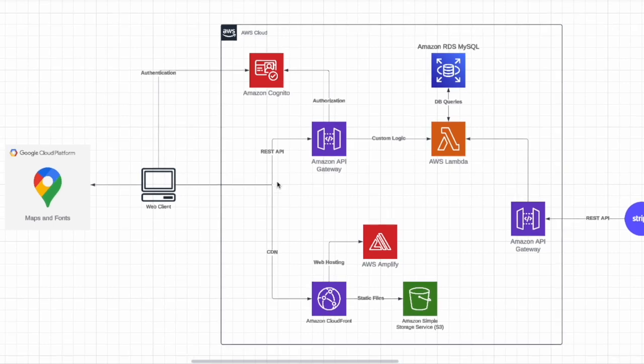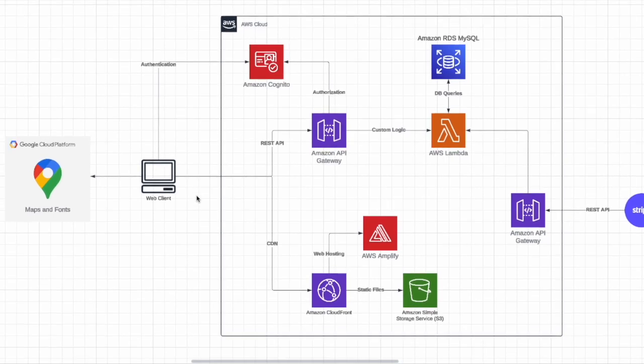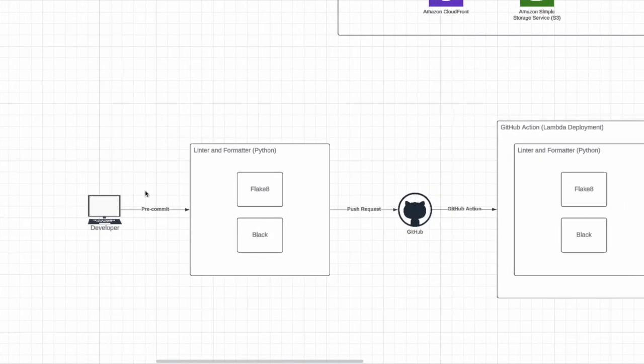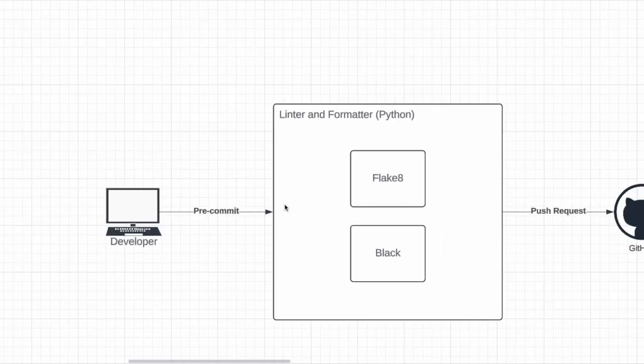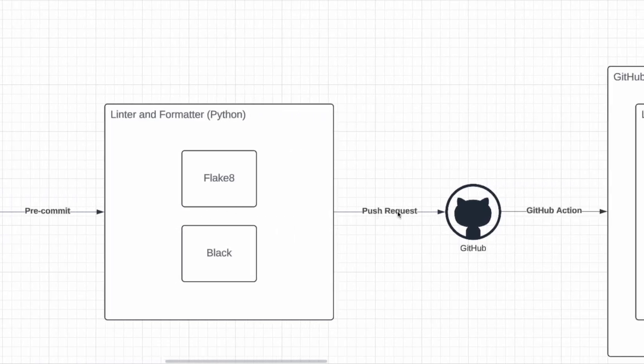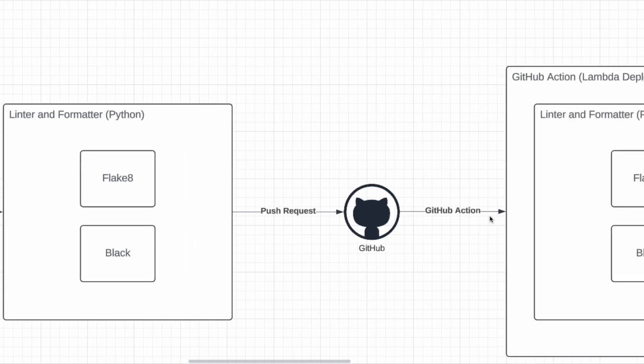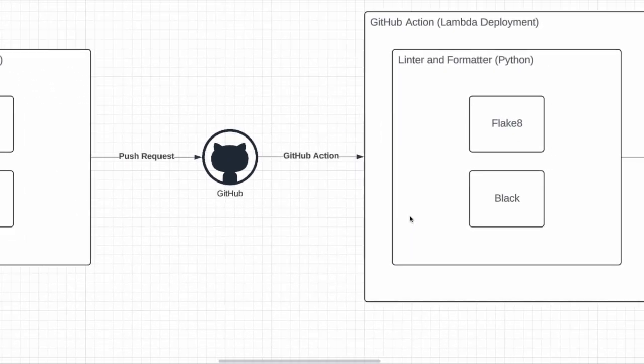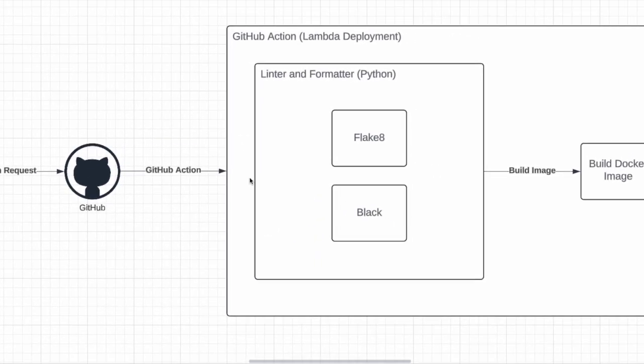So as a whole, this is the architecture. It's quite simple and it's mostly AWS. Then for developers, it's really simple stuff to create an API. So you write the code. When you commit, there's a hook that checks the linter and the formatter. You push to GitHub. GitHub action is triggered.